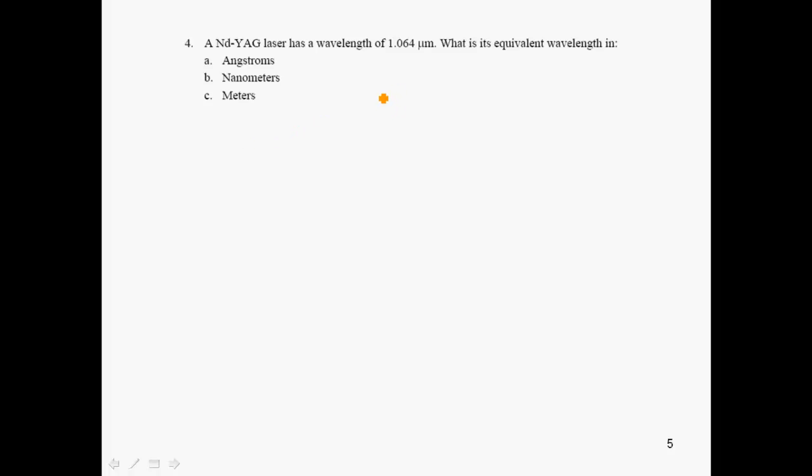So remember that we said that 1 angstrom is equal to 1.0 times 10 to the negative 10 meters. And then, therefore, 10 angstroms is 1 nanometer. Is that correct?